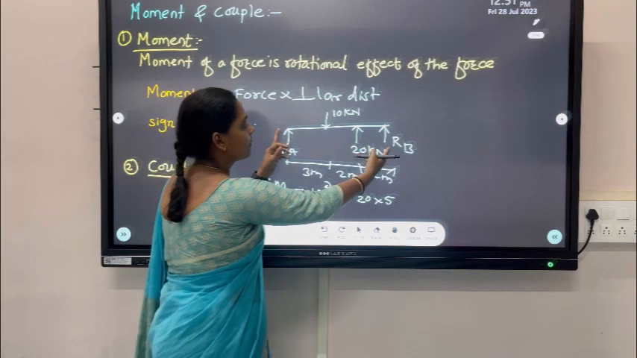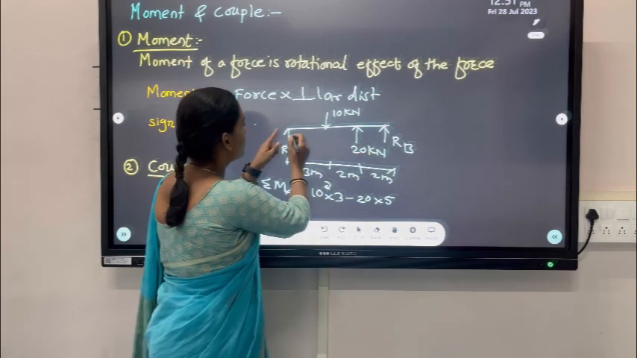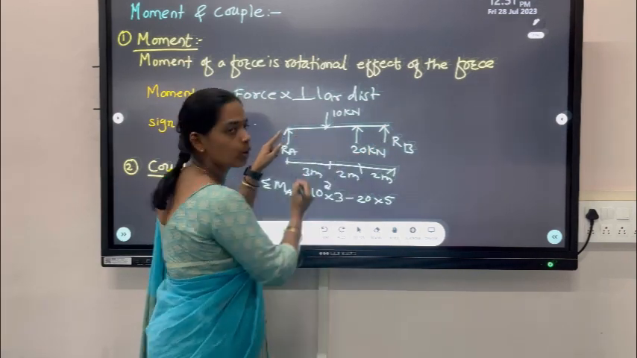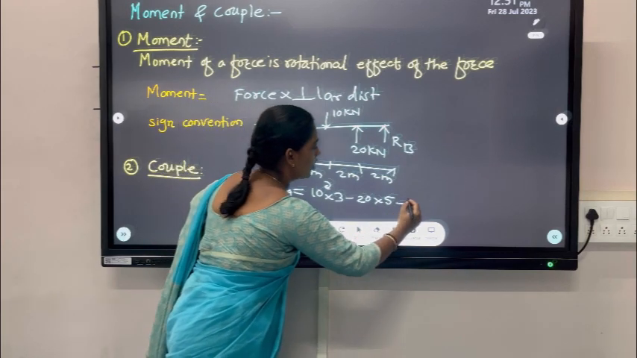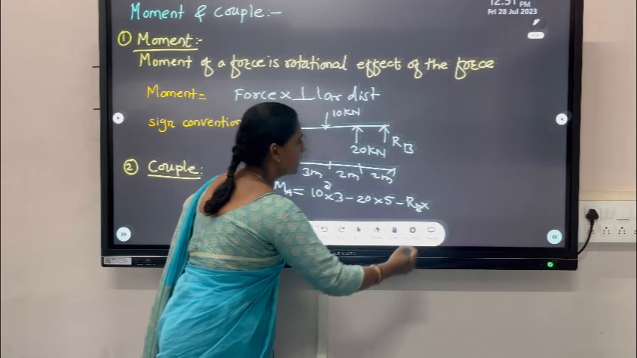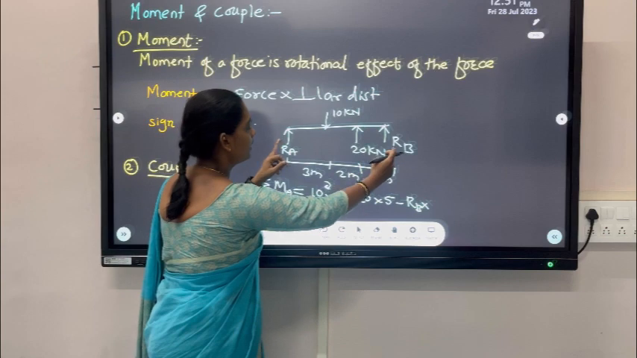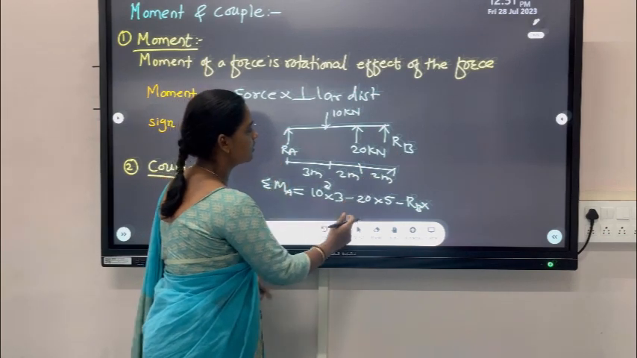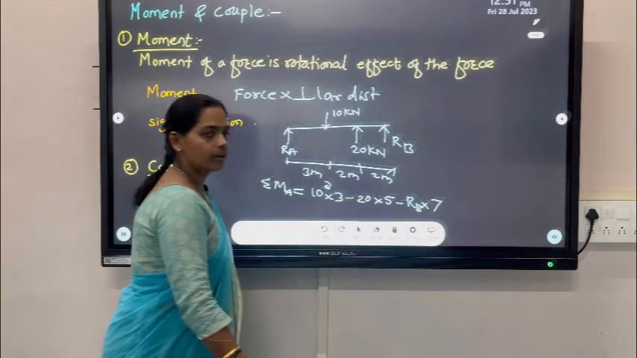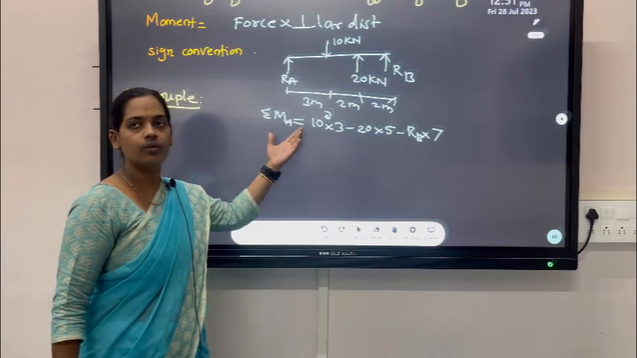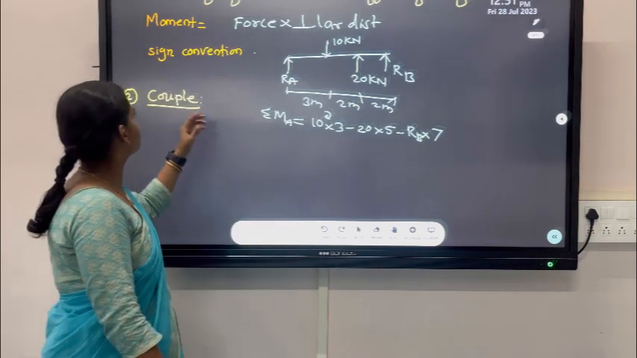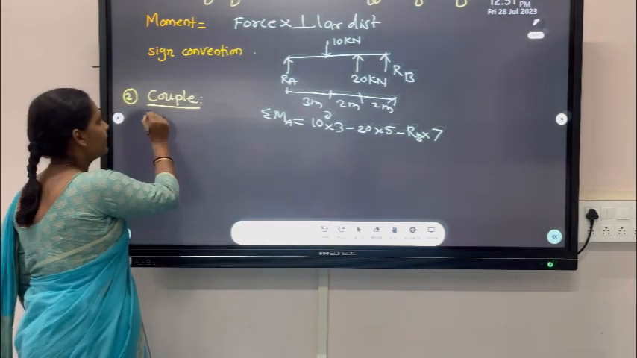And RB is the reaction with respect to point A, how it rotates? Anti-clockwise, that is why taken as negative, minus RB into perpendicular distance between point A and B is 3 plus 2 plus 2, it is 7 meter, okay. This is the concept of moment. Then we will see couple. What do you mean by couple?